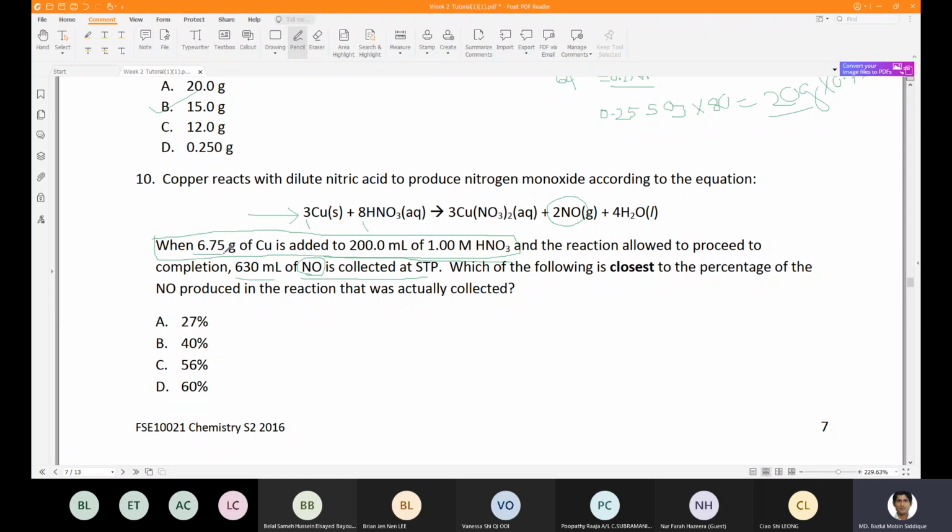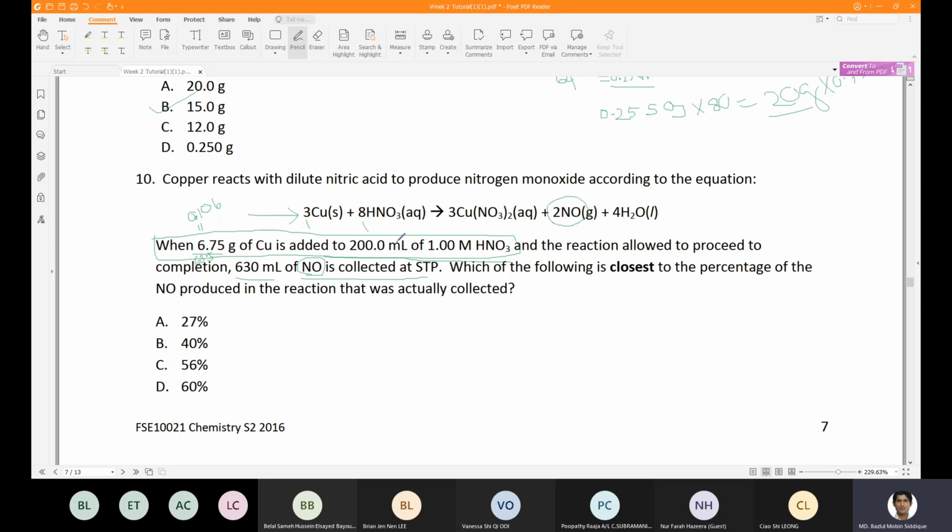You have to divide by the molar mass of copper, which is 63.5, if I remember correctly. Or you can refer to the periodic table; you can find it anywhere. So if we divide by the molecular mass of copper, 63.5, we get 0.1 moles of copper. What about nitric acid?